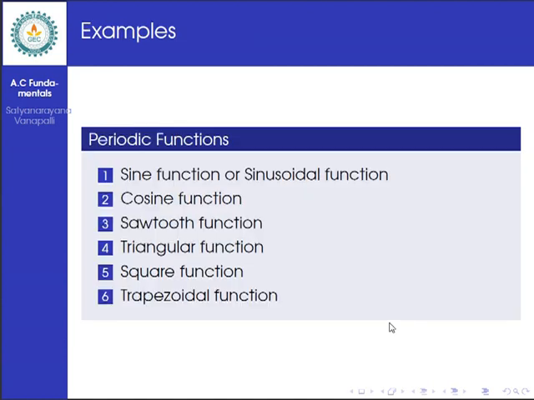Now we see what are the examples for periodic functions. The first example is sine function, or we simply call it a sinusoidal function. Second one is cosine function. Third one is sawtooth function. Fourth one is triangular function. Fifth one is square function. Sixth one is trapezoidal function. Now I will try to explain the period, how the sine function is known as a periodic function, with the help of an example.